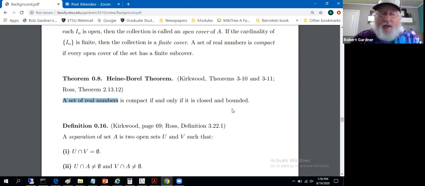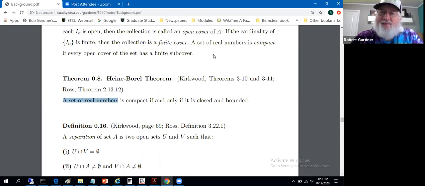Real analysis 1 is largely a study of sets of real numbers. So Heine-Borel will apply in real analysis 1. It applies anytime you're dealing with sets of real numbers. But if you're dealing with sets of other things, maybe it doesn't apply. Just be careful. A compact set is not just one that's closed and bounded.